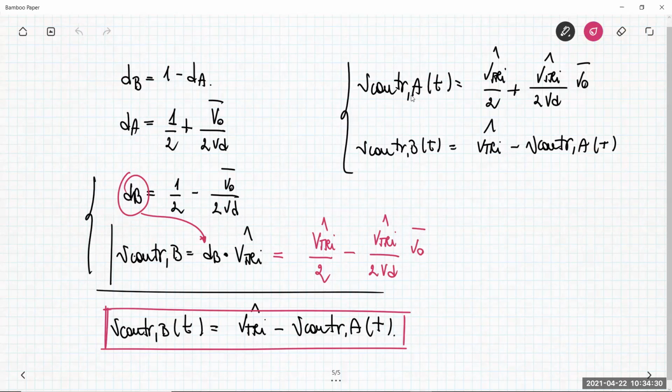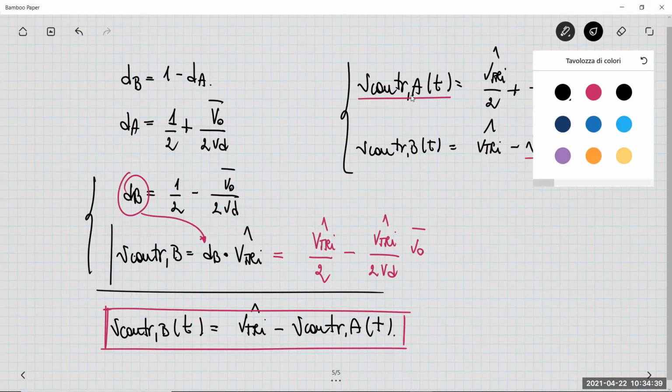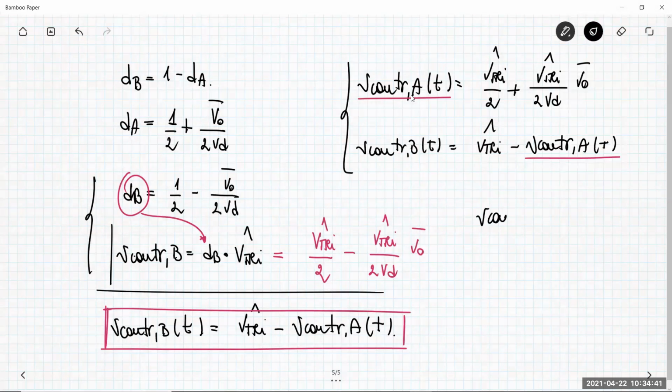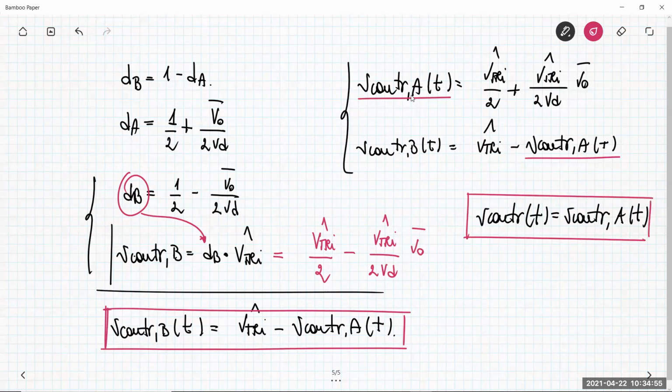It's easy to understand that if you choose as the overall control voltage the control voltage A of the leg A, this can be easily done. So my overall control voltage, V control, is the control voltage of the leg A. In this way, this control voltage is directly connected to the leg A for the generation of the duty cycle dA.